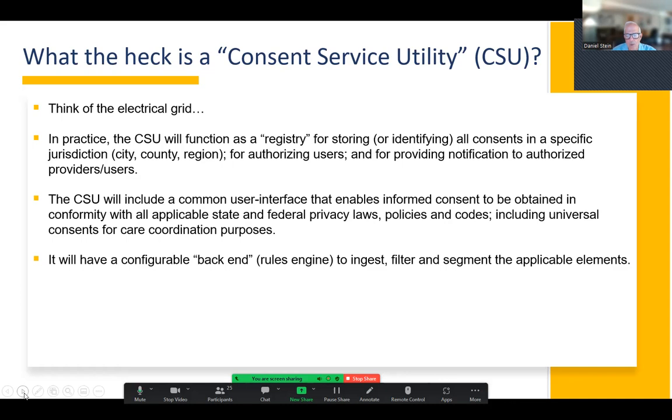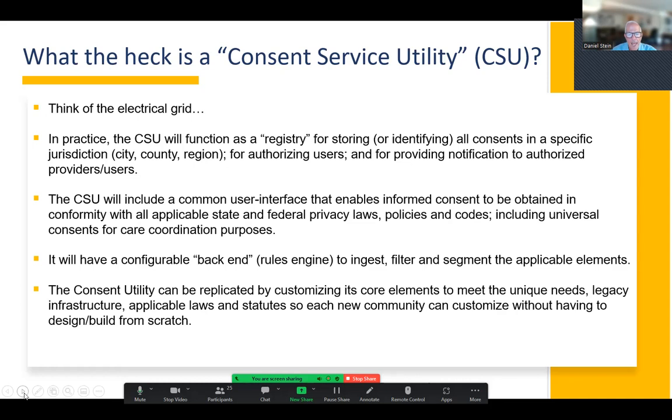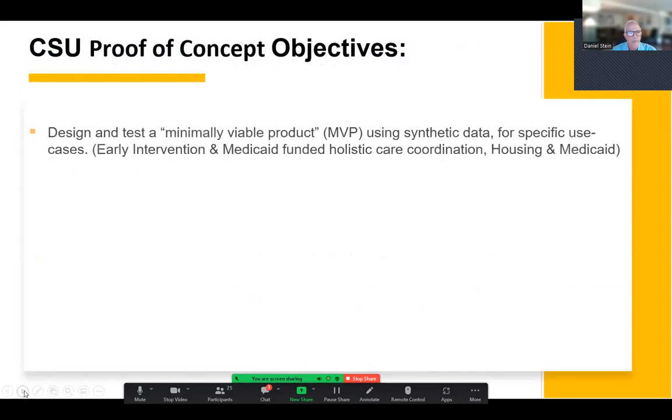A configurable backend or a rules engine to ingest, filter, and segment the tools, such that it could be replicated by customizing its core elements, which I've said previously. So, to build on the infrastructure and be able to build that over time. Our proof of concept objectives are to develop over the next couple of years a minimally viable product with a few data elements using synthetic data. And we'll talk about this in just a minute. I'm going to ask Kathy and Connor to talk about the 2 use cases we've identified.